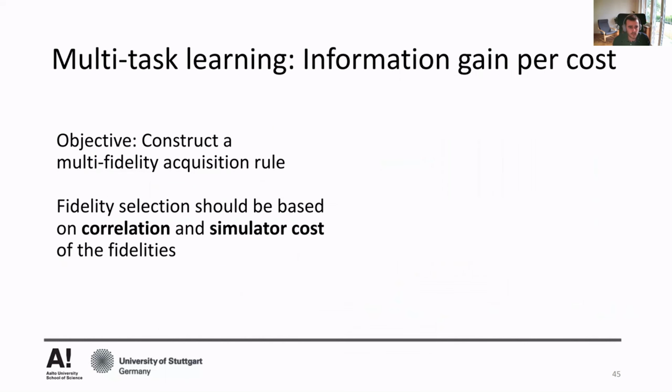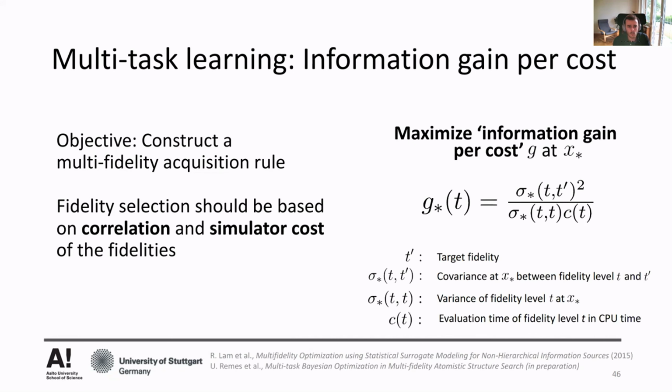So now we not only have to choose the sample location, but also the fidelity level which we want to evaluate. And this choice should ideally take the correlation between the fidelity levels into account, and also the cost of evaluating a certain fidelity level. So imagine now the scenario that we already know the next sample location that we want to acquire a sample from, but we now have to decide which fidelity level we want to calculate the sample at. And one approach to pick the next fidelity level is to maximize this so-called information gain per cost. This quantity G at this next sample location X star, which is now kept fixed.